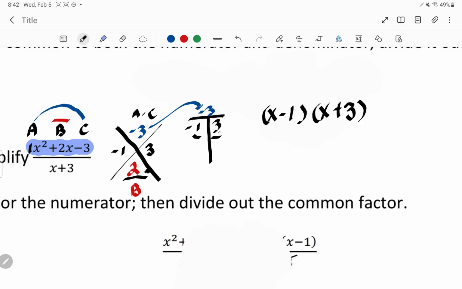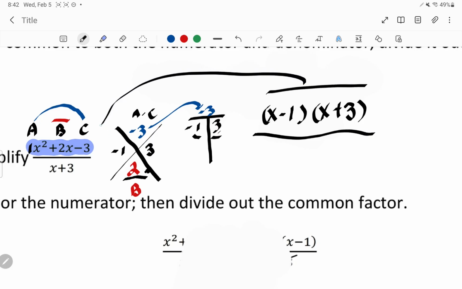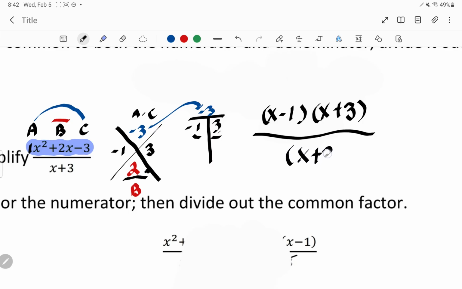Hopefully on one of the problems they show us. But now we have everything that we need. We have this simplified on the top. It's the same thing as this. So this whole thing is the same thing as this, but broken down. Okay, that's all it means. So now we have x minus 1, x plus 3, and on the bottom we also have x plus 3.